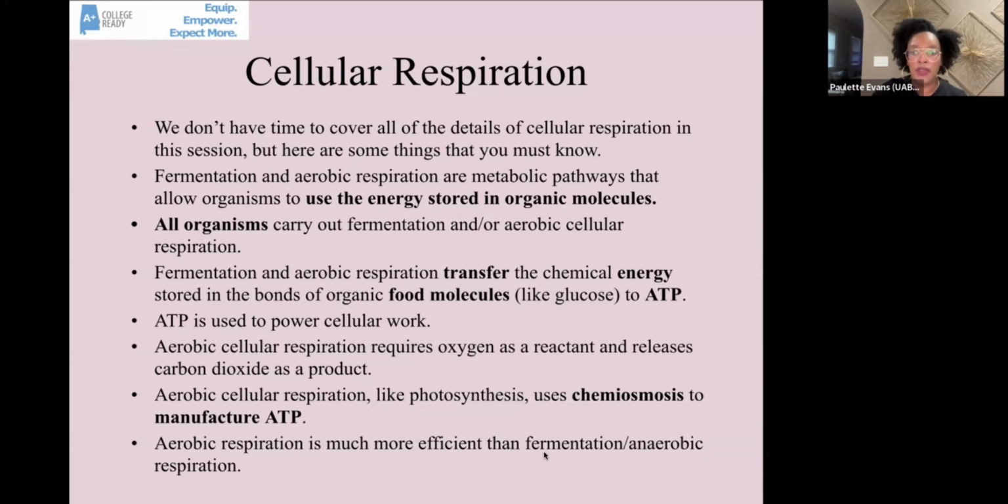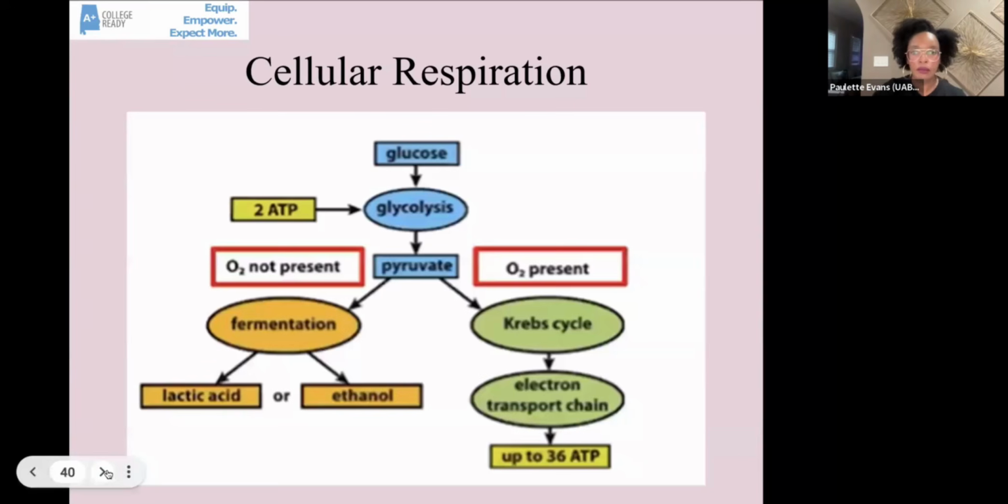Aerobic respiration is much more efficient than fermentation or anaerobic respiration. Here's a quick snapshot of the two processes, just really quickly. And we're going to simplify this by using the 6-carbon molecule glucose. The first process of glycolysis, you're going to need a net input of ATP to get that thing started. Without the presence of oxygen, you'll be in the fermentation route. You're not going to make near as much ATP.